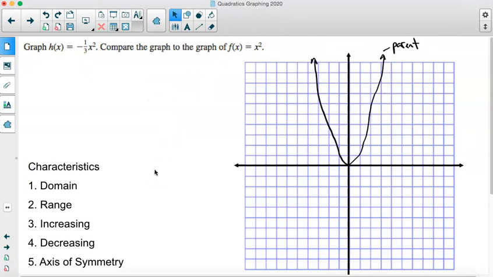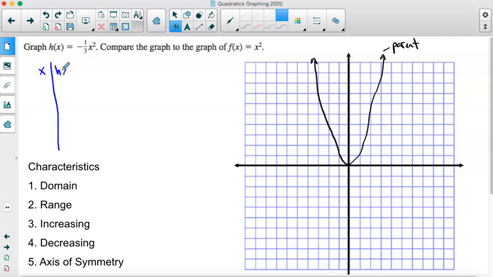Then we have this other function here, h of x. So I'm going to do x and h of x in this one, and I'm going to start at 0. And what is h of 0? H of 0 is negative 1/3 times 0 squared. So 0 squared is 0. 0 times anything is 0. Beautiful. So we're both starting at the same exact vertex here.